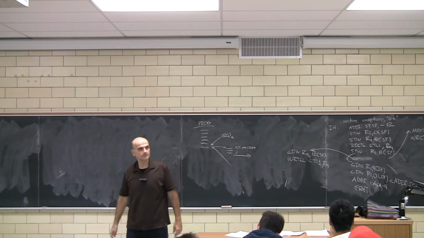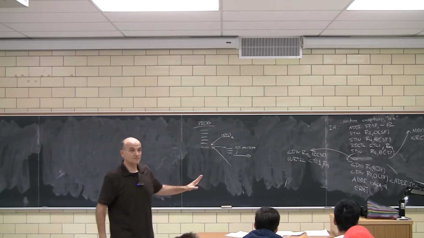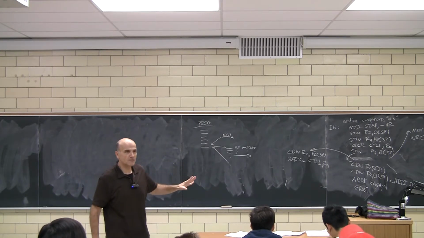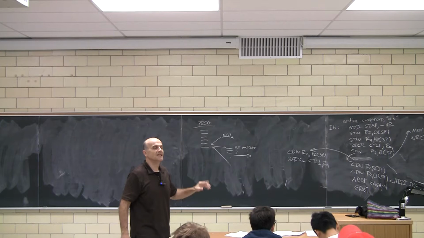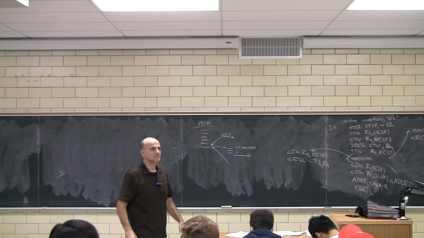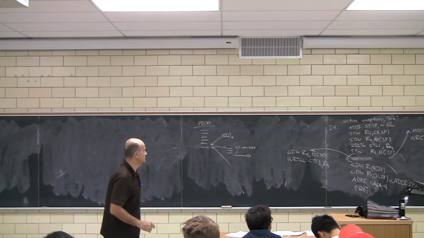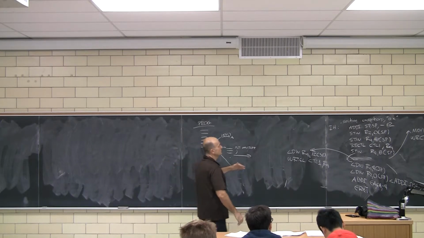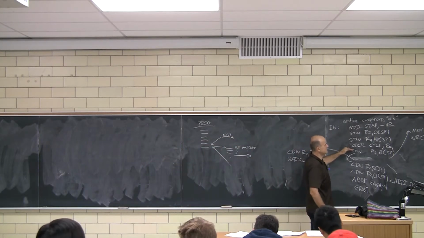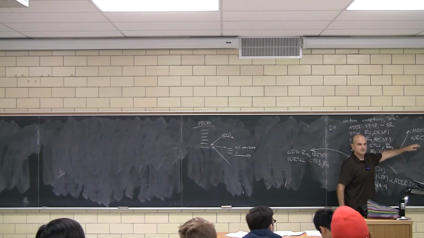Everybody okay with this? Now, this code has a problem. I'll explain what the problem is. The moment you run it, and the moment you receive a character, you're dead. What's going to happen is this. You're going to happily execute this because interrupts are disabled. You're going to then enable interrupts. Right?